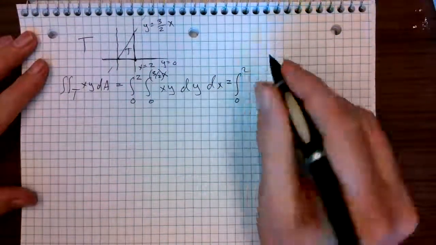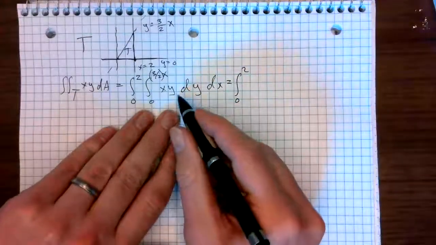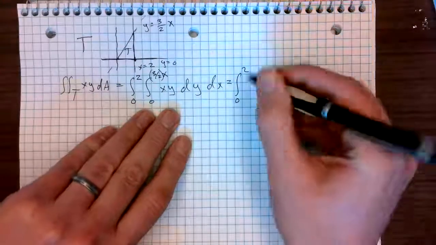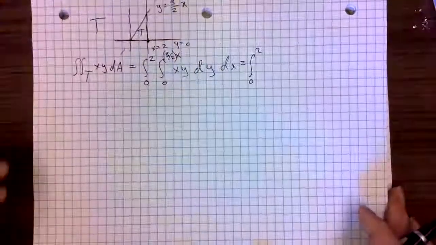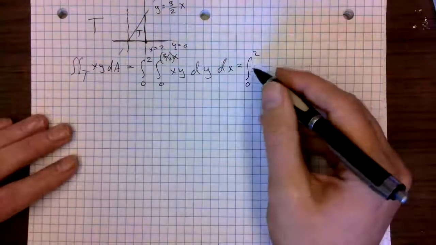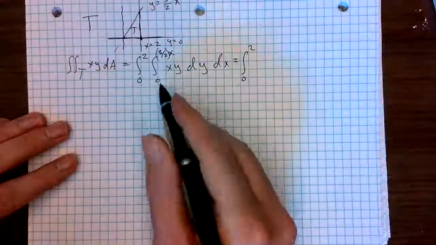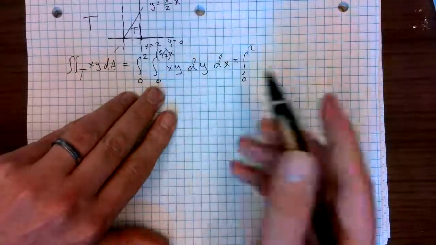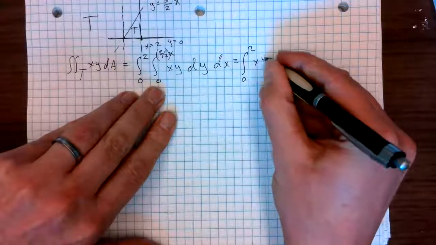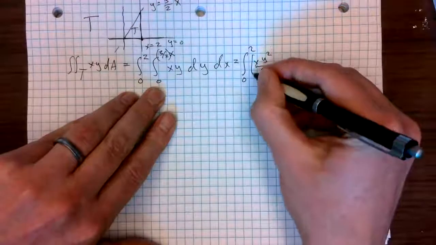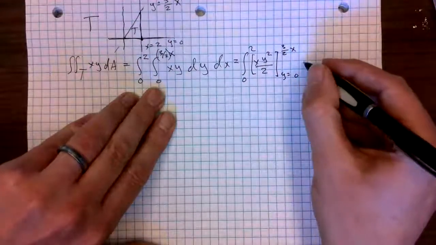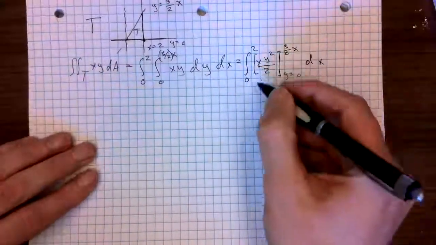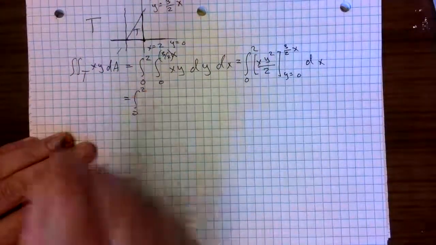Let's compute the inside integral, doing it with respect to y. Let me double check what we did. I just thought maybe I did the last one incorrectly. No, I did that correctly. So let's do this with respect to y. I'm going to have x y squared over 2, and y going from 0 to 3/2 x, still dx. I'm supposed to get a function of x out here, 0 to 2.